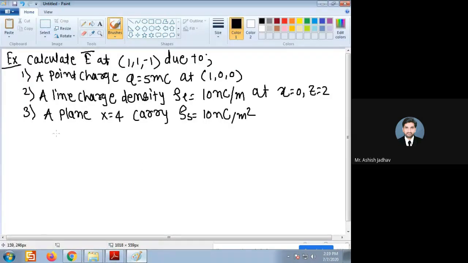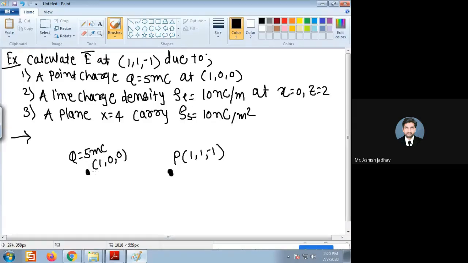So once again, we have 3 charges and we need to find the electric field intensity at which point? Let us say we want the electric field intensity at this point. Let us say this point is P, and we want the electric field intensity at point P (1, 1, -1), right? So you have 3 charge configurations. First is this one. The first charge configuration is a point charge. Q is equal to 5 millicoulomb, they have given. Location is (1, 0, 0).